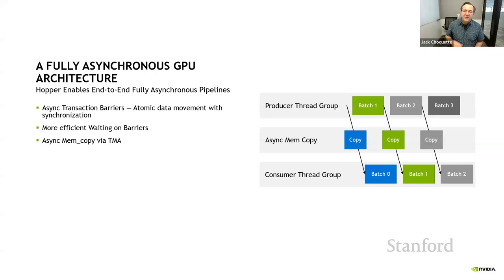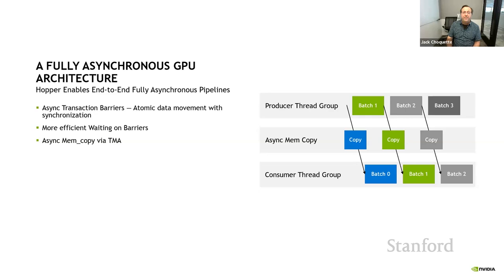So to summarize, the goal of asynchronous execution is to keep all units on the GPU busy and fully utilized, allowing more overlap of computation and data movement. Hopper introduces an asynchronous transaction barrier for atomic data movement with synchronization and makes waiting on barriers more efficient. Hopper also introduces an on-chip accelerator for memory copies called the TMA unit. It frees the general purpose threads from doing memory operations and hash calculations, allowing the threads to instead focus on independent processing of tasks and not have to worry about data movement themselves.